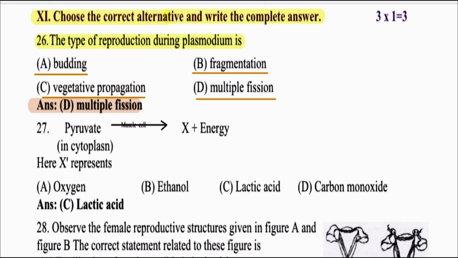Question number 27. Pyruvate gives X plus energy. Here there is a muscle cell and it is in the cytoplasm, where X represents: option A, oxygen; option B, ethanol; option C, lactic acid; and option D, carbon monoxide. The correct answer for this is option C, lactic acid, because this is a muscle cell, meaning for animals. If it is in yeast, then the answer will be B, ethanol.